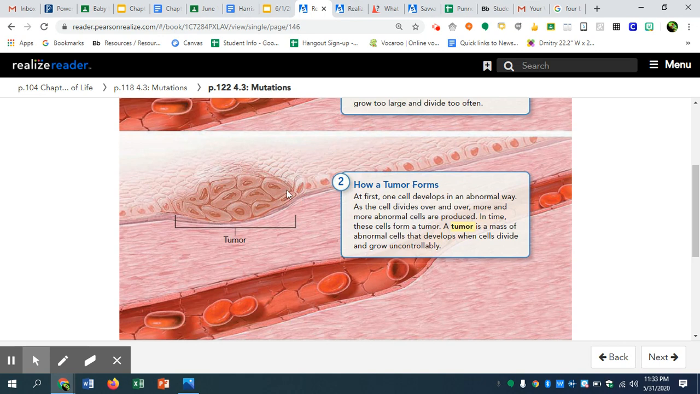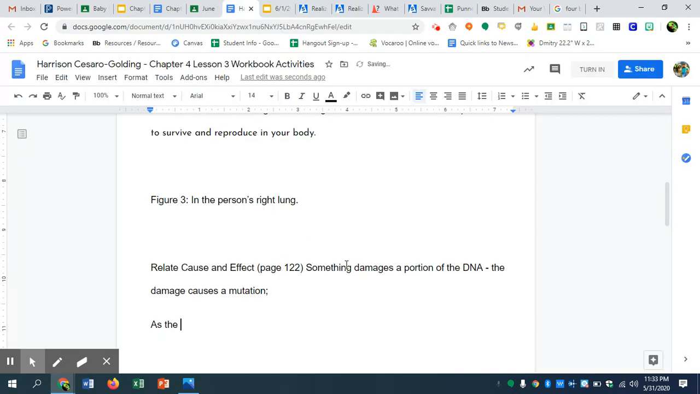So what's the cause and the effect? Okay, so the cause is as the cell divides over and over, more and more abnormal cells are produced. The effect is these cells form a tumor. Cause, the effect.